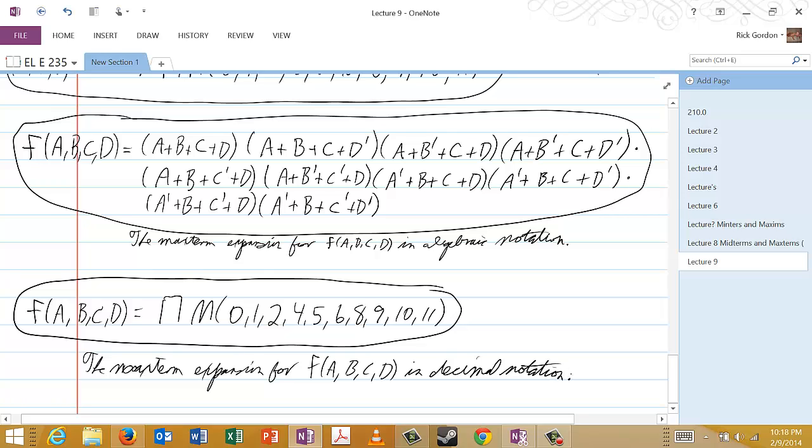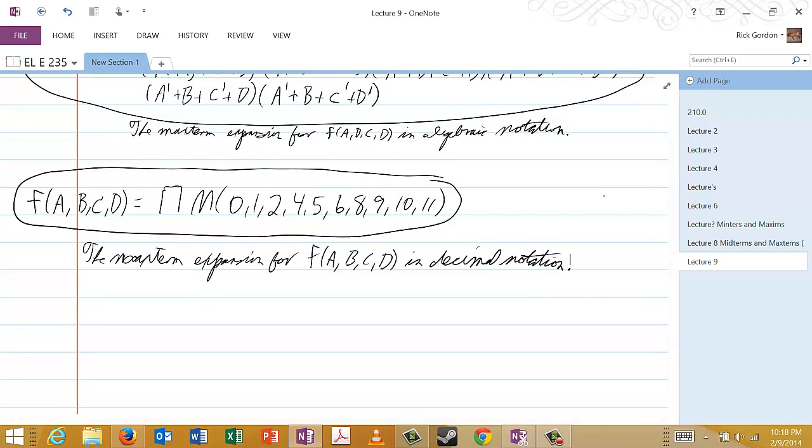And if you thought that was painful, it's because it was. That was a tedious procedure. And so now I want to show you a much more efficient procedure for finding the max term expression in cases like this where you already have the minterm expansion. So this will be, I'll say, an alternative method.